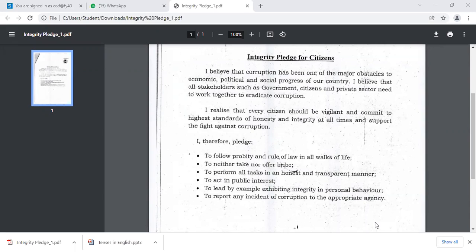I believe that corruption has been one of the major obstacles to economic, political, and social progress of our country. So corruption is the major obstacle. Obstacle म्हणजे काय तर अडथळा in economic, political and social progress. Economic, आर्थिक, political, राजकीय, social progress म्हणजे सामाजिक विकास. सामाजिक विकास ह्यामध्ये काय येतं तो अडथळा आहे.